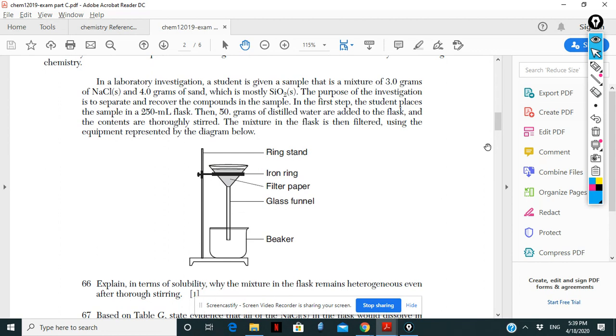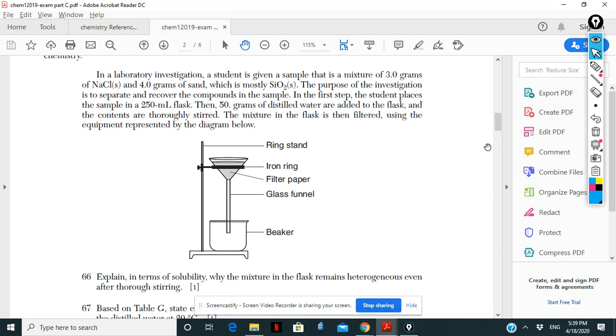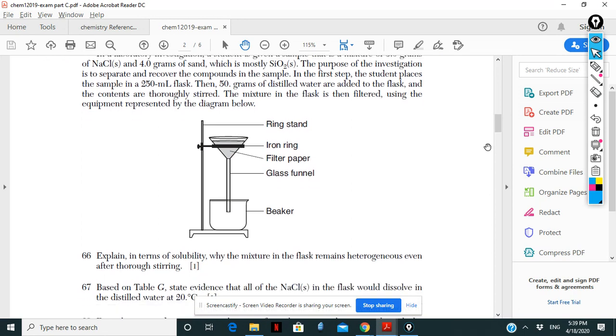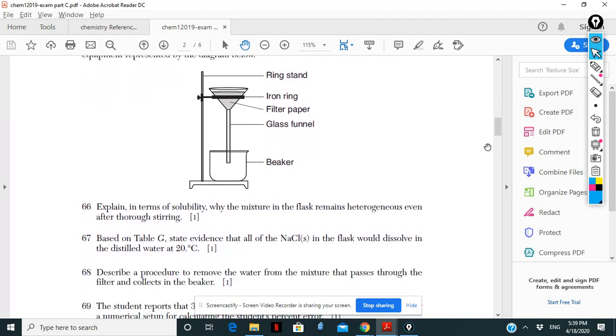In a laboratory investigation, a student is given a sample that's a mixture of 3 grams of sodium chloride and 4 grams of sand, which is mostly silicon dioxide. The purpose of the investigation is to separate and recover the compounds in the sample. In the first step, the student places the sample in a 250 milliliter flask. Then 50 grams of distilled water are added to the flask, and the contents are thoroughly stirred. The mixture in the flask is then filtered using the equipment represented by the diagram below.